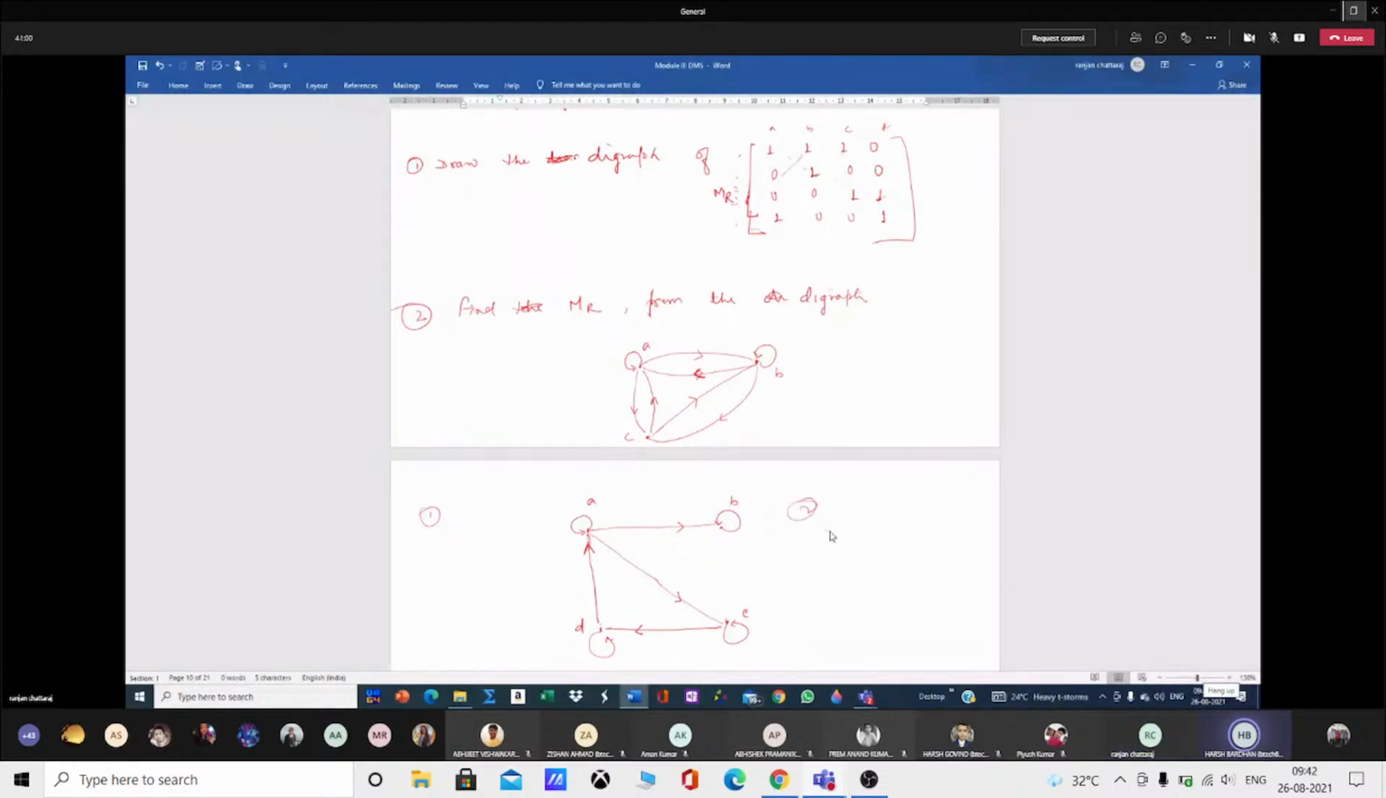Sir, is it 1 1 1 1 1 1 1 0? No, 1 1 0. You see 1 1 1 1, it is 0. Yes, sir. There isn't any loop on C.